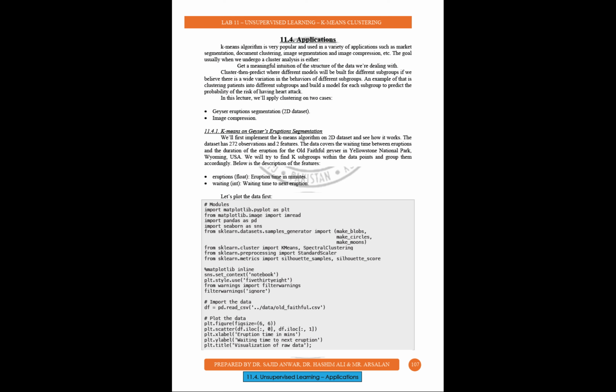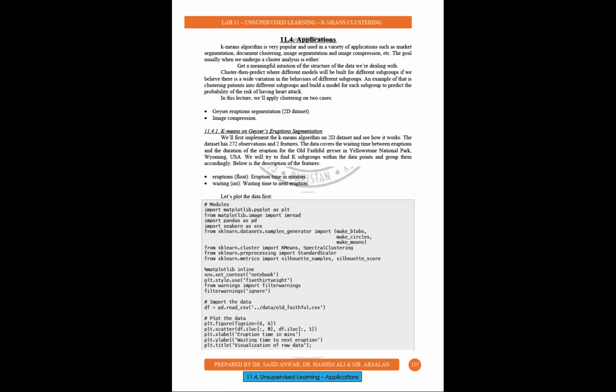In this lecture we will apply clustering on two cases. One is a geyser eruption segmentation 2D dataset and the other is image compression. When we apply K-means on geyser eruption segmentation, we will first implement the K-means algorithm on a 2D dataset and see how it works. The dataset has 272 observations and 2 features. The data covers the waiting time between eruptions and the duration of the eruption for the Old Faithful geyser in Yellowstone National Park, Wyoming, USA.